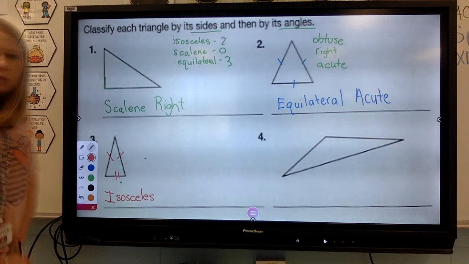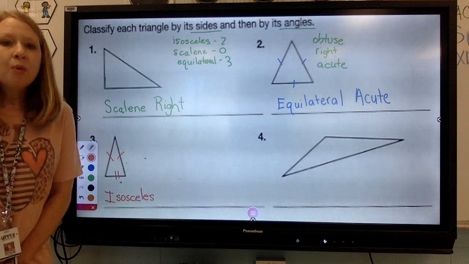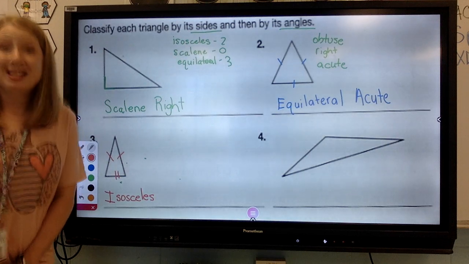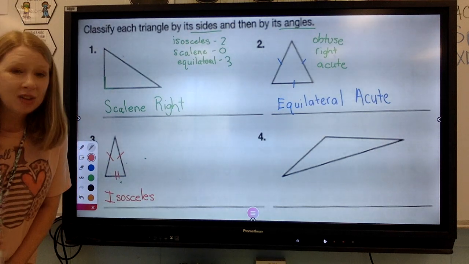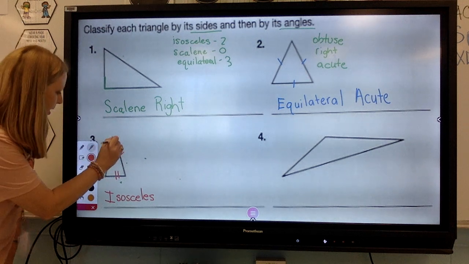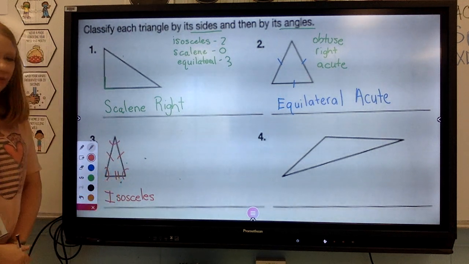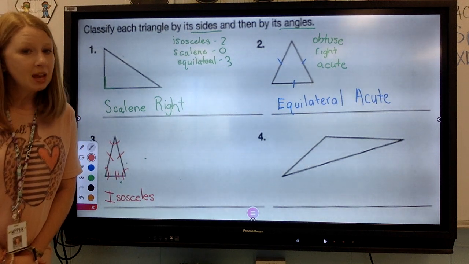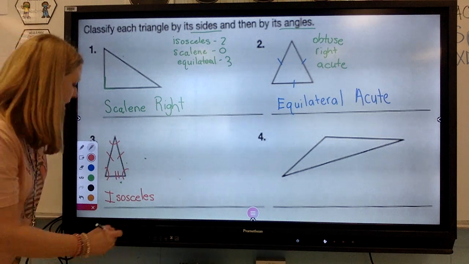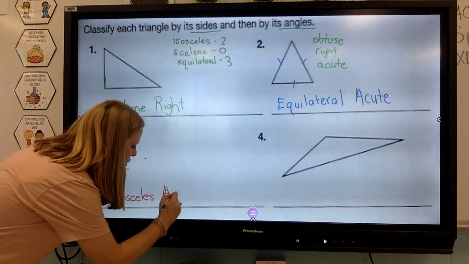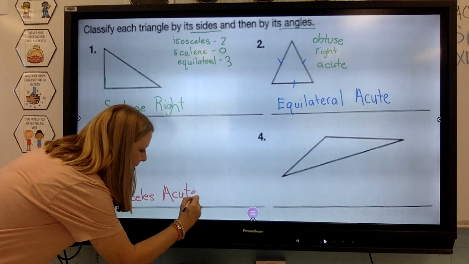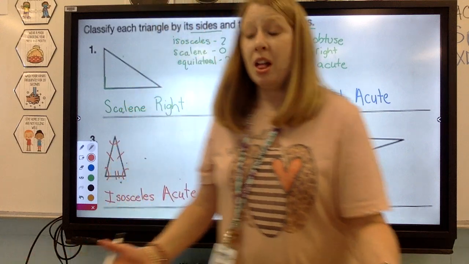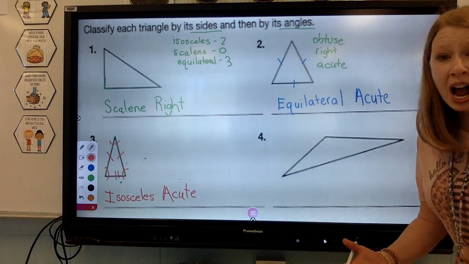Now let's name it by its angles. Well, let's see. Does it have any obtuse angles? No. What about any right angles? Yes, it has some right angles. How many right angles do we see in this? 1, 2, 3. Very good. Now, does it have any obtuse angles? Nope, it does not. So this would be isosceles and acute.